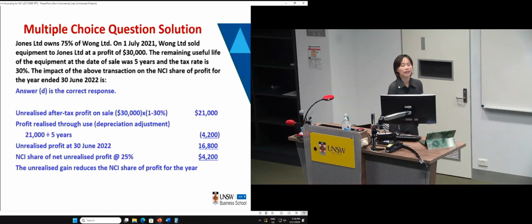Decrease. Now, why is there a decrease? If you look at the question here, John owns 75% of One. So One is a subsidiary, right? And the transaction took place on 1st July 21, which is the beginning of the current year. So it is a current year intragroup transfer transaction, and the seller is a subsidiary. The subsidiary sold equipment to Jones at a profit of 30,000.